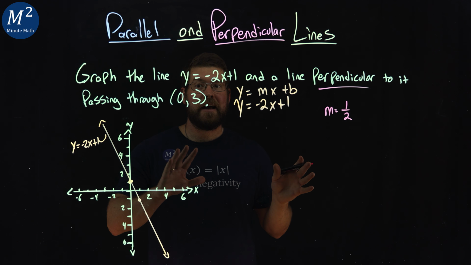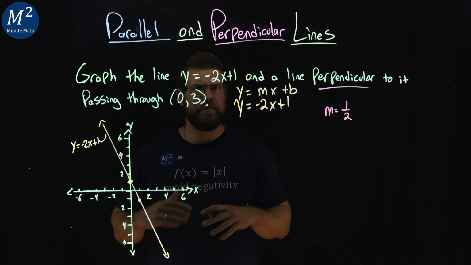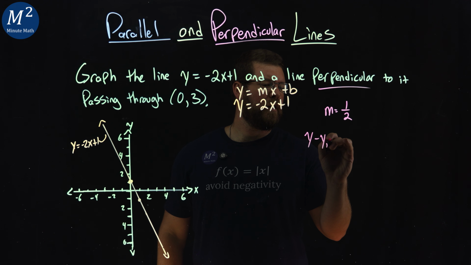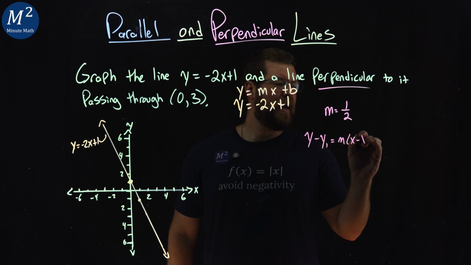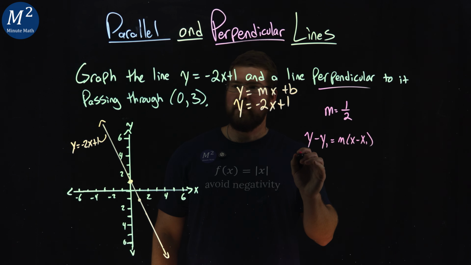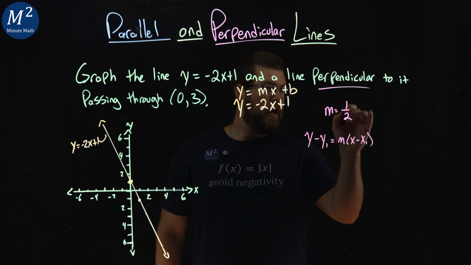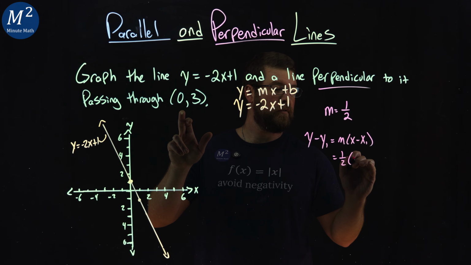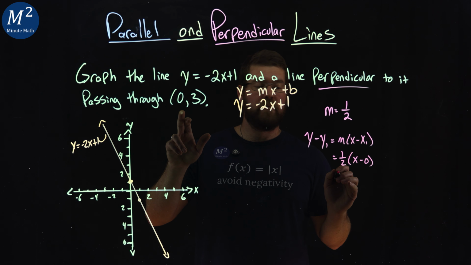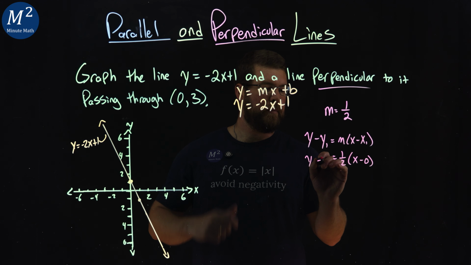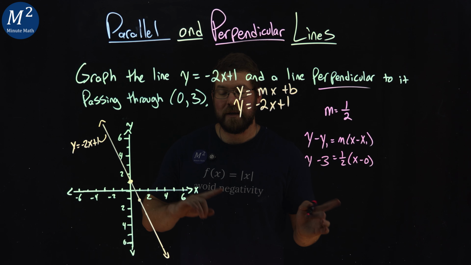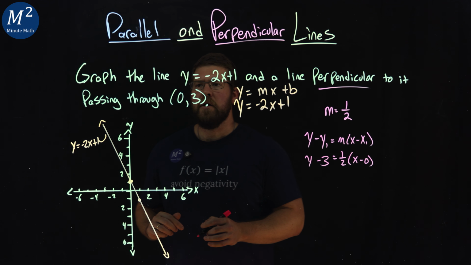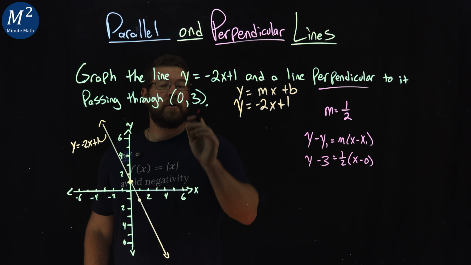Now, they don't actually ask us to determine what this line is. We can write it in point slope form. y minus y1 equals m times x minus x1. And that becomes, well, m is 1/2 right here. Our points, they're giving it to us, x minus 0 right there, and then y minus 3. But I'm going to show you that we can graph it without finding the line, and we'll see if it lines up.